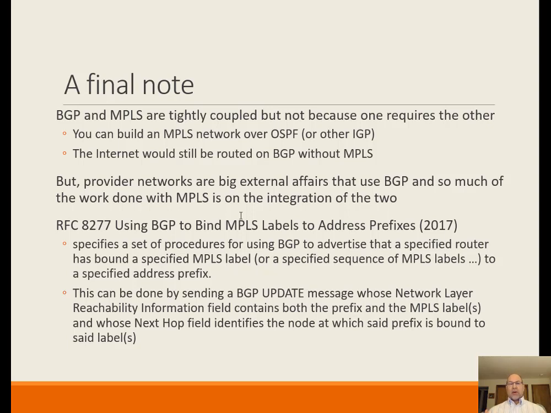All of these protocols and the integration were designed to help mitigate or work with some of the explosion that we saw in the internet. Namely, one example is that internet routing table graph that I showed you. Provider networks are these massive external affairs that use BGP, and so much of the work on MPLS and in provider networks is done with tight integration between the two. And there are even RFCs that say, well, look, here's how you bind MPLS labels and the prefixes that we see on the internet with BGP. And so there's a whole set of RFCs that describe how to do path vectors and the prefixes when we integrate the two.